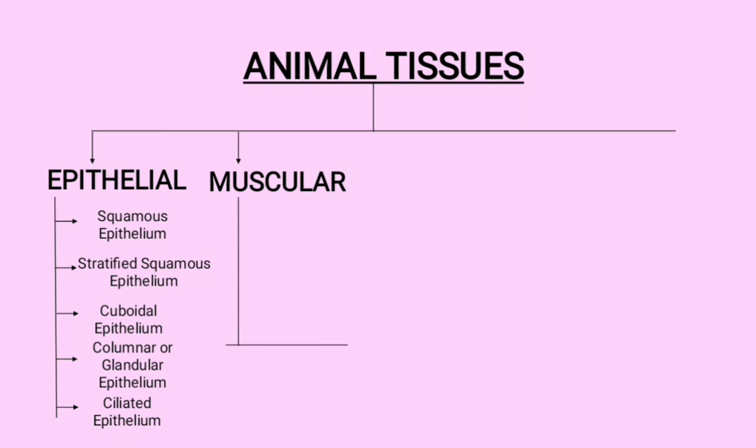Muscular tissue is again divided into 3 types. The first one is striated muscles, the second one is the smooth muscles and the third one is the cardiac muscles. Striated muscles are the voluntary muscles which work as per our will. Smooth muscles are involuntary muscles. They are present in the organs which do not work as per our will. And the cardiac muscles form our heart. Only the heart is made up of the cardiac muscles.